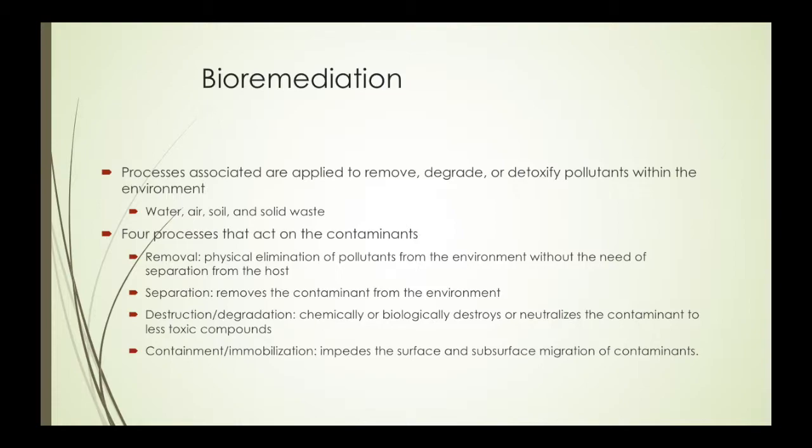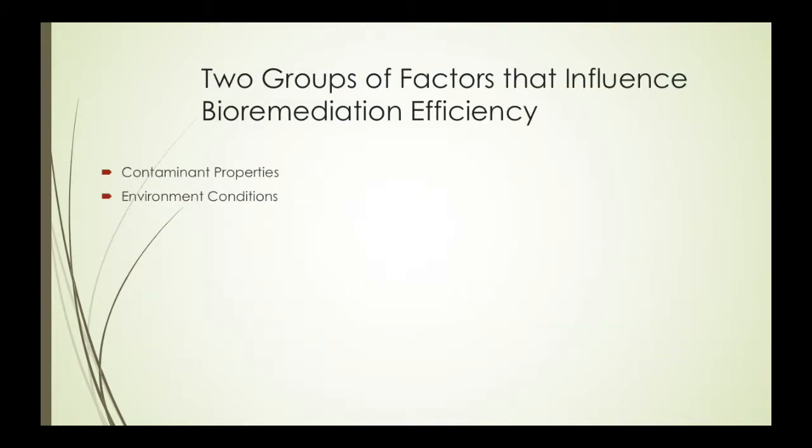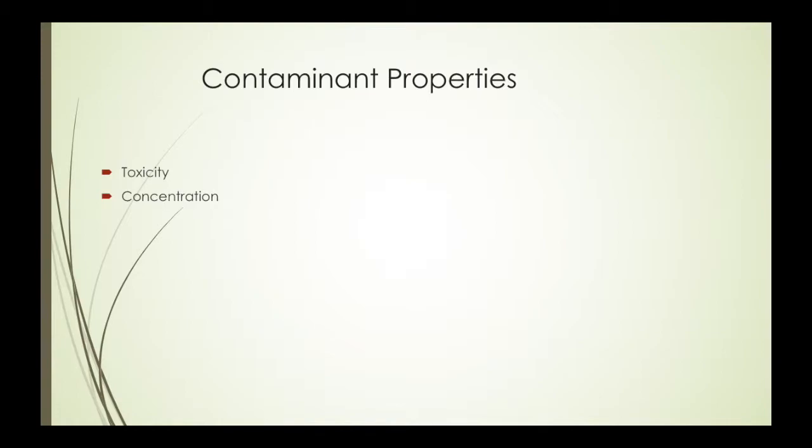There are two different techniques that you can use within bioremediation, ex situ and in situ, which will be discussed later in the slides. Determining which one depends on several factors, such as cost, site characteristics, and type and concentration of pollutants. The two main groups of factors that influence bioremediation efficiency are contaminant properties and environmental conditions. Of the contaminant properties, there are toxicity and concentration.